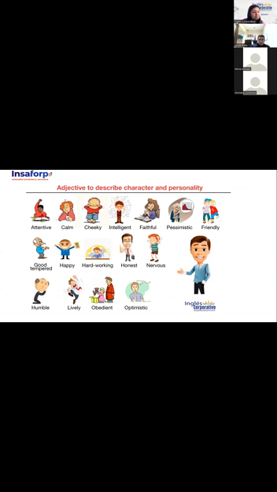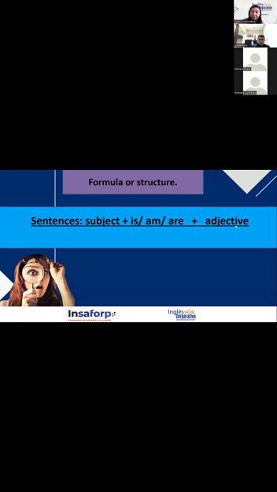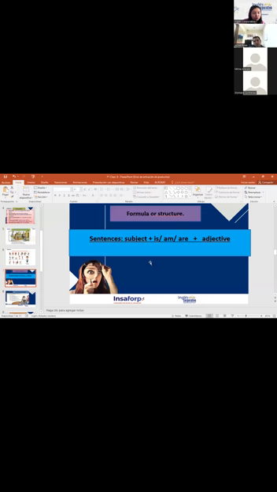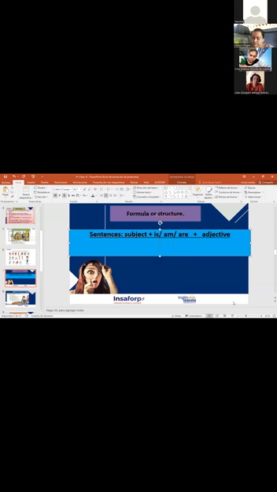Okay, so now guys, this is the formula or the structure when we want to describe people's personality or appearance. The subject, the verb to be, and the adjective. For example, we can say that people in the class. We can say, for example, that Karen is attentive. Karen is attentive in class. Okay. Subject plus the verb to be plus the adjective.